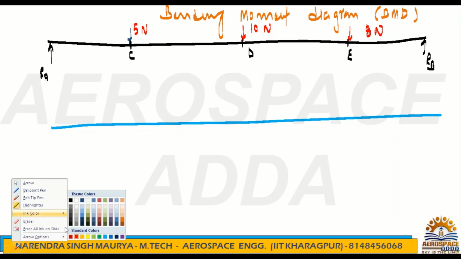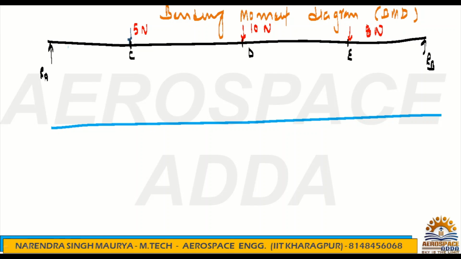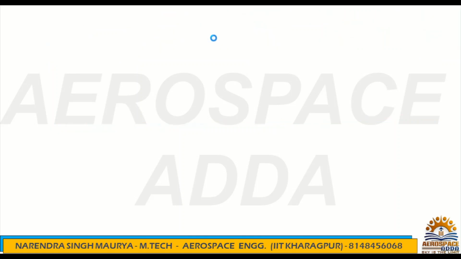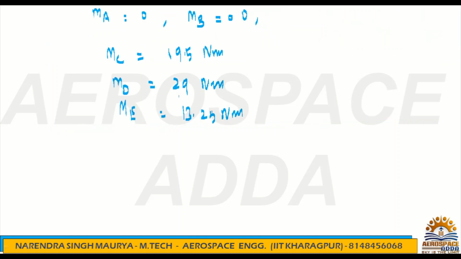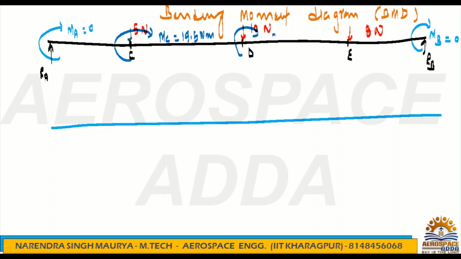At the same time, at each and every point we have calculated the moment also. What is the moment at point A? It is 0. At point B? It is 0. At point C it's nothing but 19.5, and it's positive, hence clockwise 19.5 Newton meter. At point D the moment is 29 Newton meter, which is positive, so you take clockwise 29 Newton meter. And point E is also positive, which is clockwise 13.25.